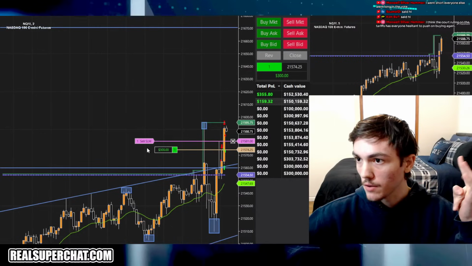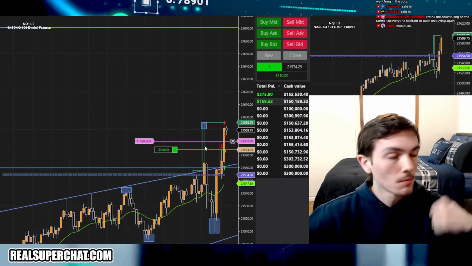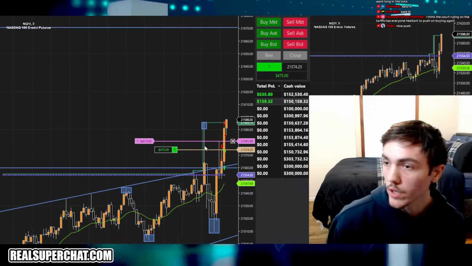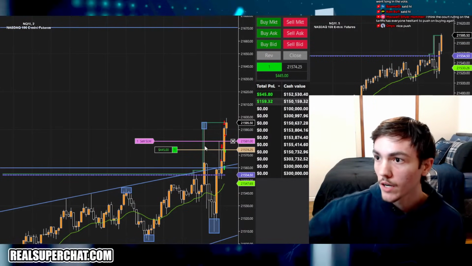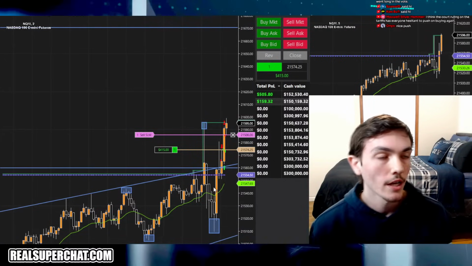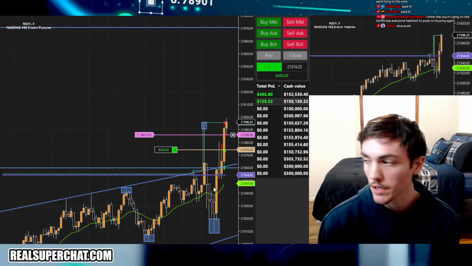ES is pulling back. I'm gonna leave stop right here. We're securing 7 points. Up 300, one contract long. We're up 520 in the account. Okay, moving stop to the low candle. This is a new high for the NQ. This could come down. I'm securing about 350.